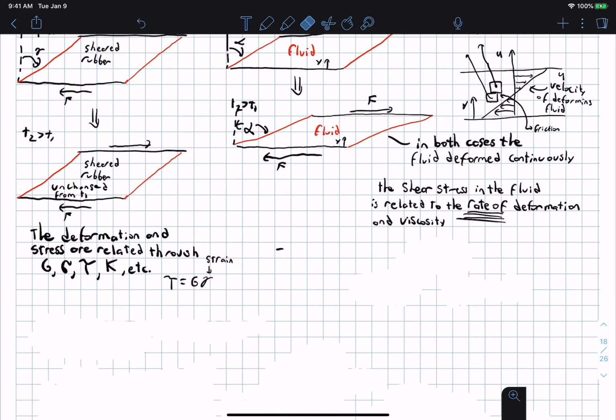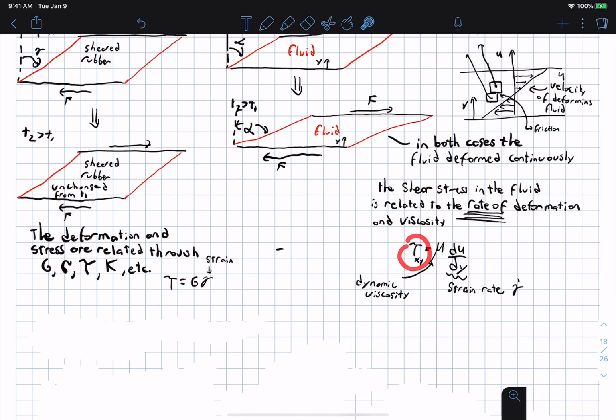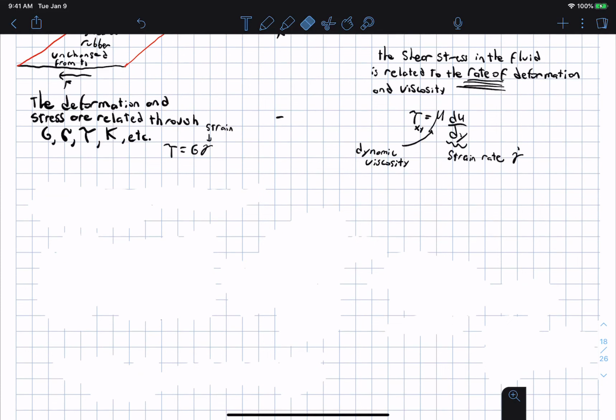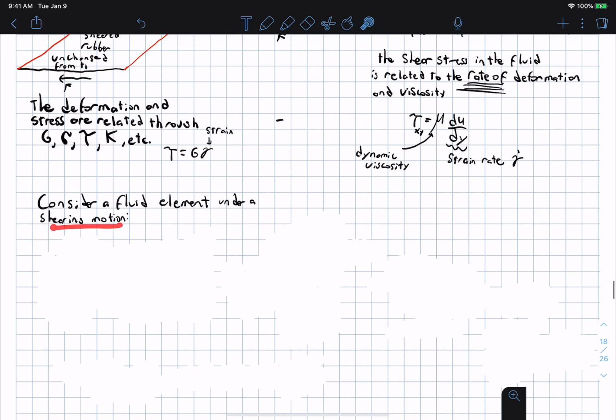And there's Newton's law of viscosity, and it turns out that tau is a function of a property of the fluid called the dynamic viscosity, or the viscosity, times the strain rate. And so that would be du/dy. And to see where that comes from, let's just consider a little fluid element right here that is undergoing a shearing motion, a bit like the rubber band, but I'm going to be a bit more careful. I'm going to mark it up a little bit more.